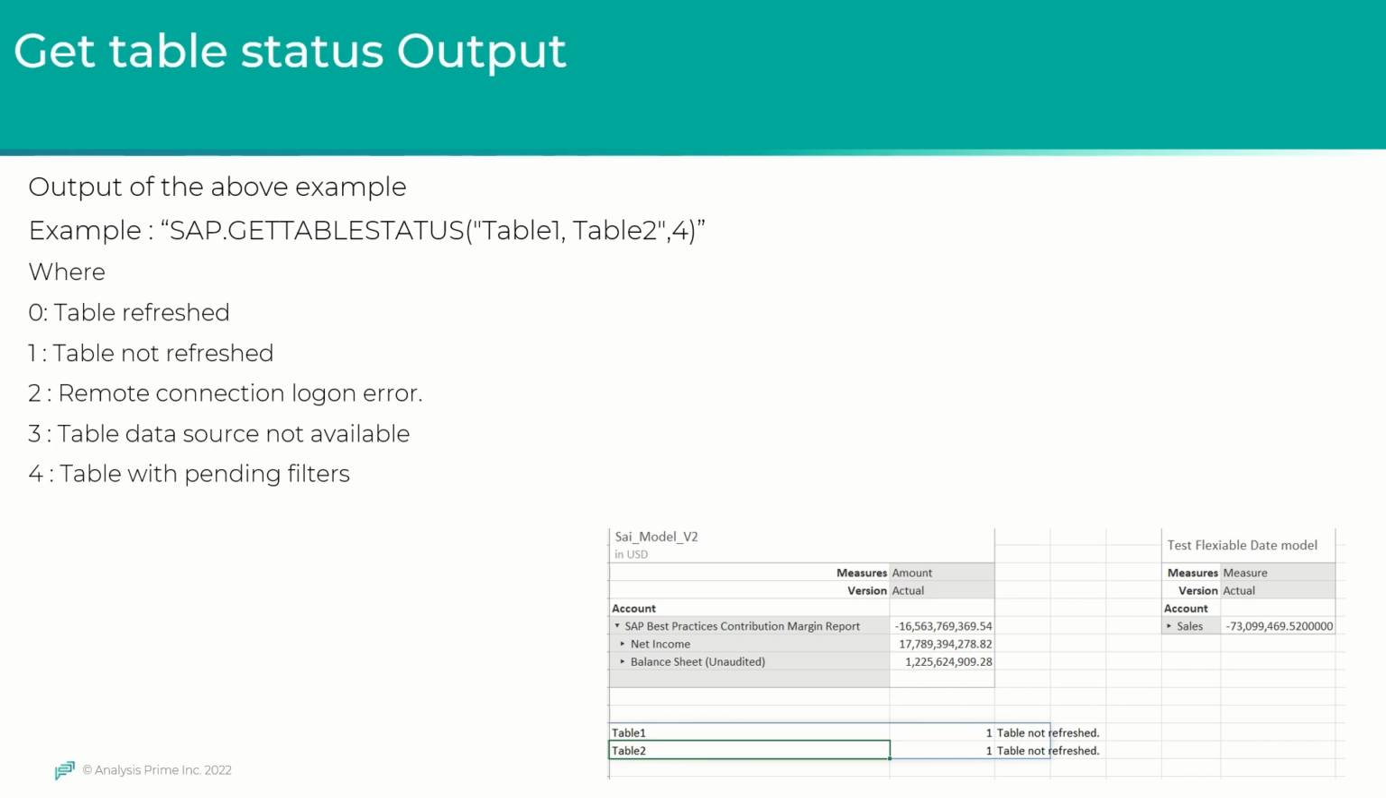What you're seeing here is an example of the table output status. So I took another example, and for the benefit of understanding, I've put that in a snapshot here. These are the different types of status messages we have. 0 is for table refreshed, 1 is for table not being refreshed, and so on.